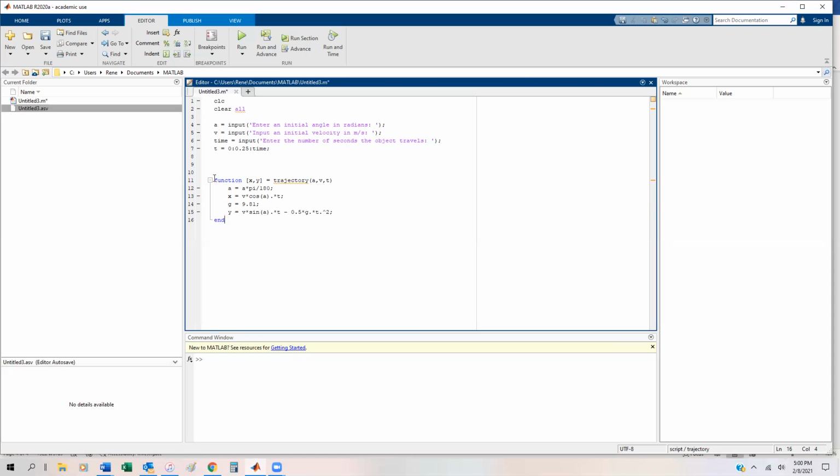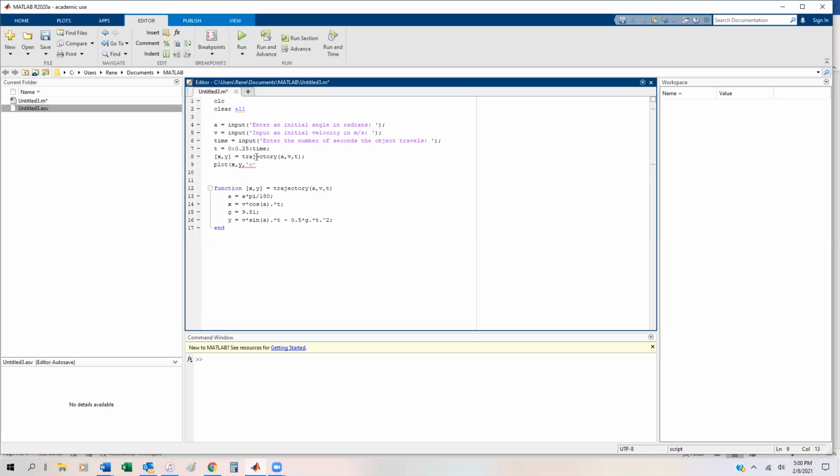So this does all the conversions for us to be able to find what our x and y coordinates are going to be. Now up here, we're just going to plot it. All right, so x and y. So now the function is going to be equal to trajectory. And we're going to pass in the angle A, the initial velocity, and then also that row vector t.